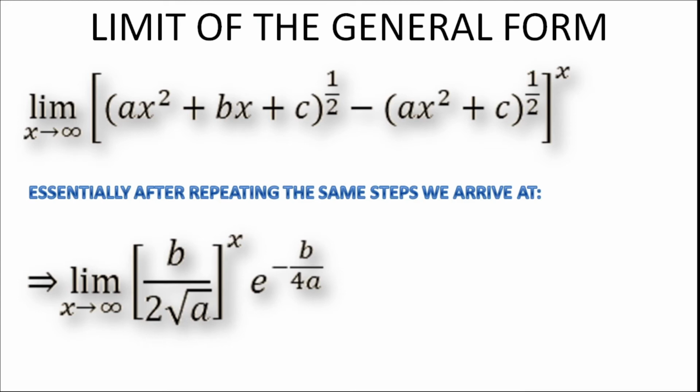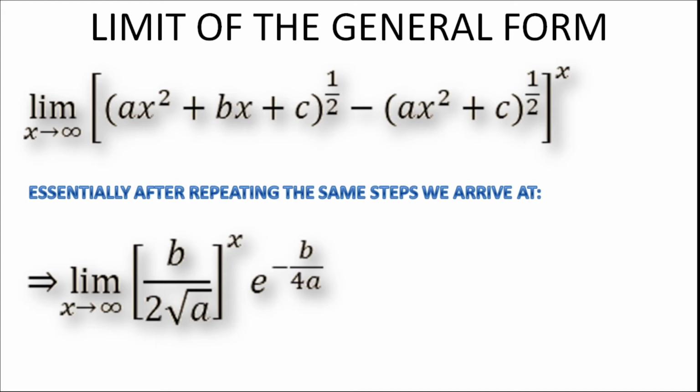So now we are going to have a look at the limit of the general form. Limit x goes to infinity, (ax square plus bx plus c) whole power 1 by 2 minus (ax square plus c) whole power 1 by 2. A, B, C are the coefficients and the constant term in the quadratic equation.